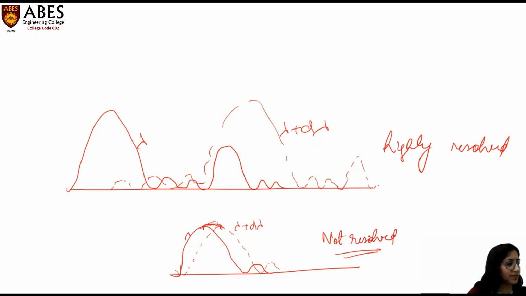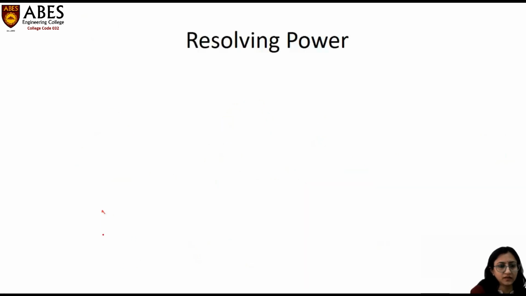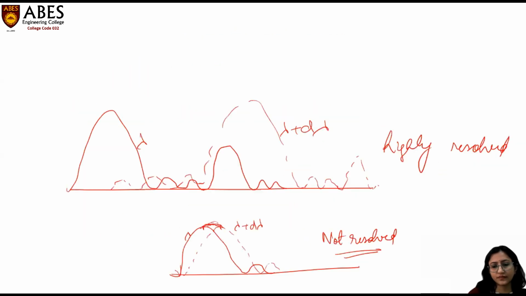This is a very important topic. It helps us identify whether two spectral lines are resolved or not resolved for a grating. The resolving power of a grating highly depends upon the number of lines on the grating, capital N. In the next lecture, we will obtain the relation for the resolving power of a grating and see how this value depends upon the total number of lines on the grating.